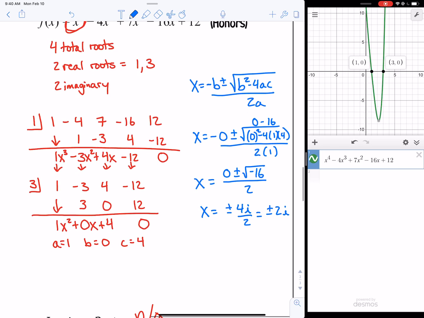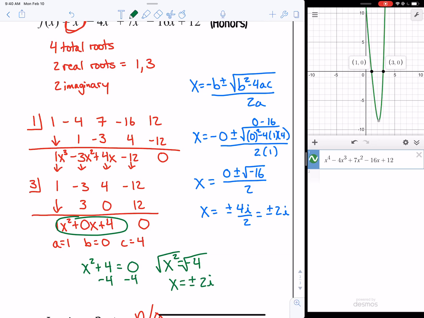So the other way you could have solved this is just by the square root method. So if you notice, you have x squared plus 4. If you take out the 0x, you could actually just set that equal to 0 and say x squared, and then you can subtract the 4. Let me write that a little better. So let's subtract the 4. So we get x squared equals negative 4. And then if you take the square root of both sides, you would have to put plus or minus 2i. So if you like that method, it's a little quicker. Quadratic formula works to give you the same answer.